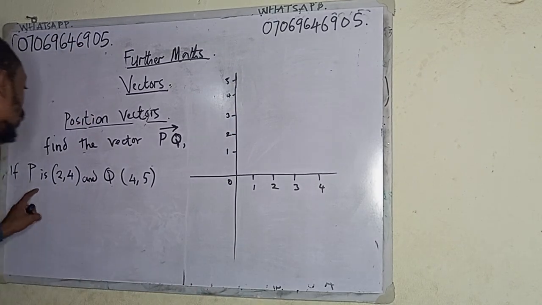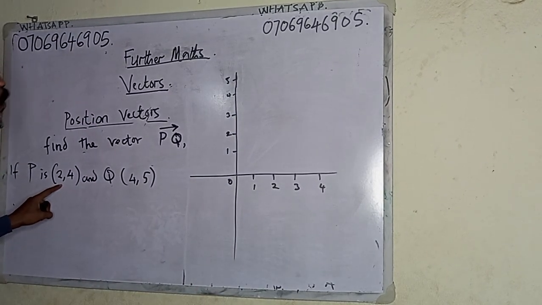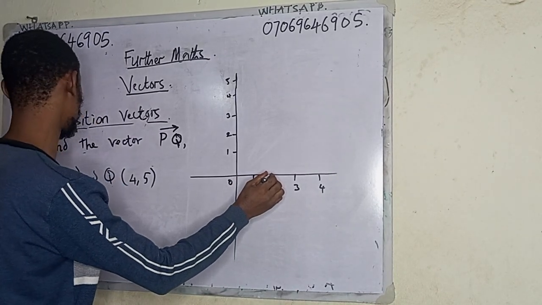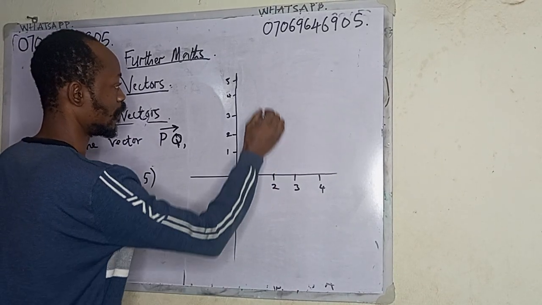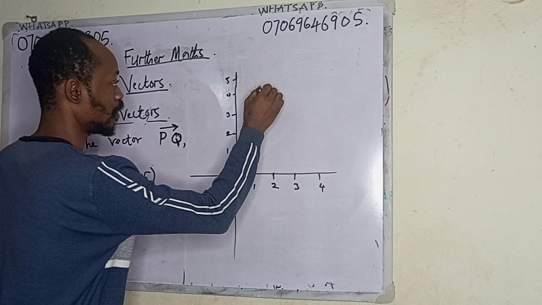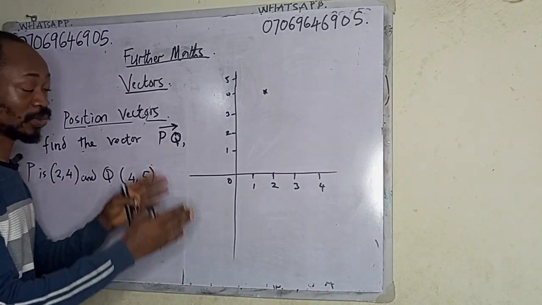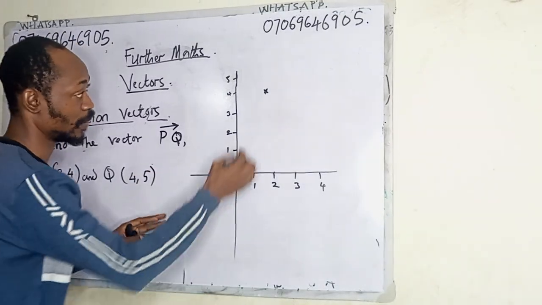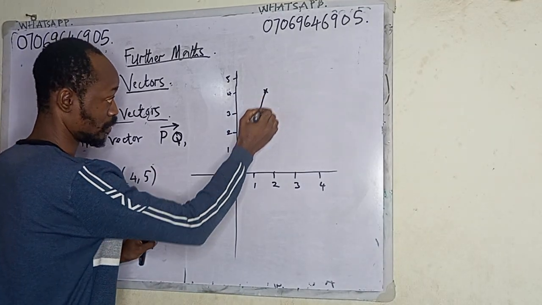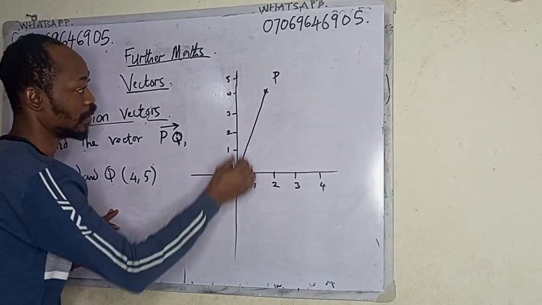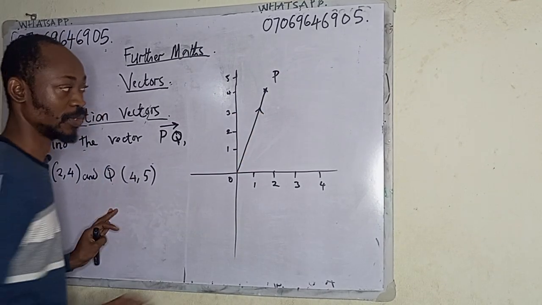All right. So P is (2, 4). That means 2 on the x-axis, so we go 1, 2. And on the y-axis, it's 4, so 4 is going to be up here. Remember, we said it has to start from the origin, because we are dealing with position vectors. So we're going to be drawing our what? OP. It must be up like this because it goes up.